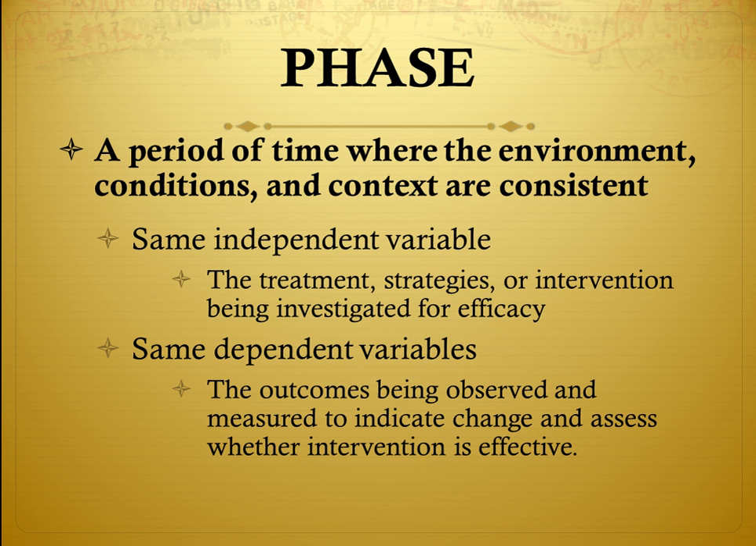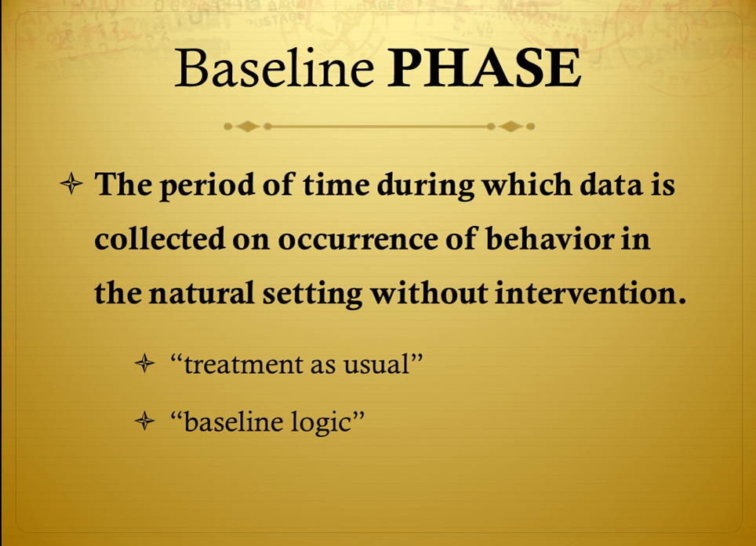Simply put, a phase is a period of time where things don't change. So you establish a consistent environment or setting. This would be the independent variable and the dependent variable. So for example, a classroom at 10 a.m. with the lights on and the windows closed. As soon as you change one of those aspects of the classroom, you have now gone into a different phase.